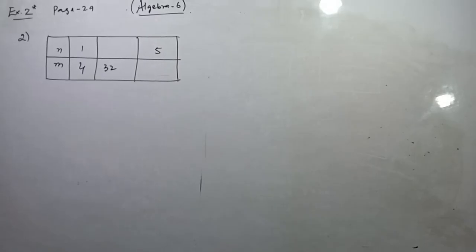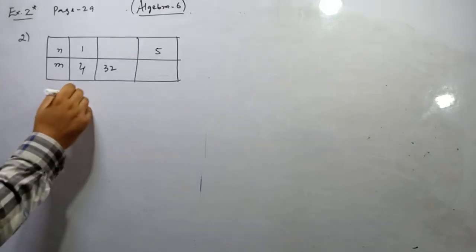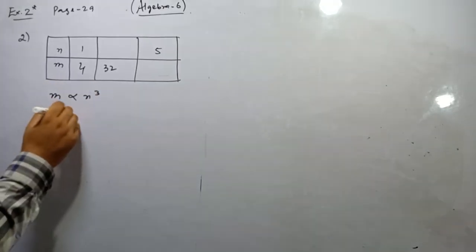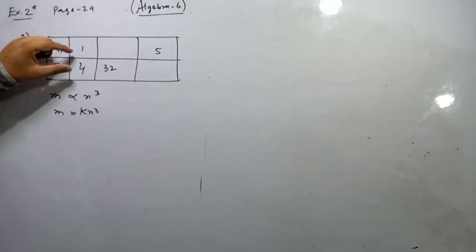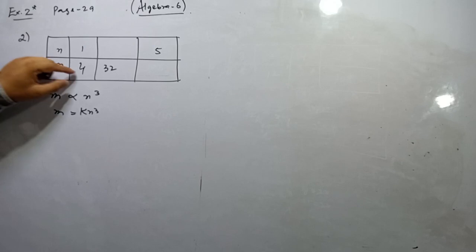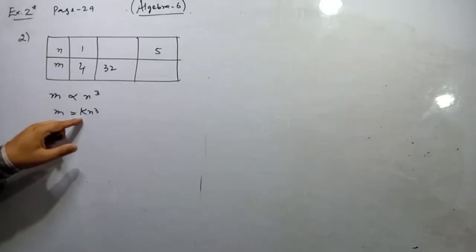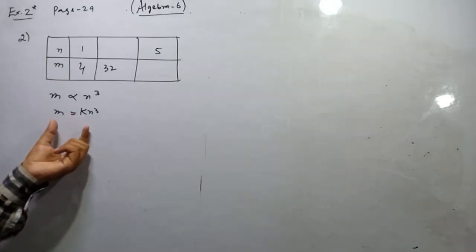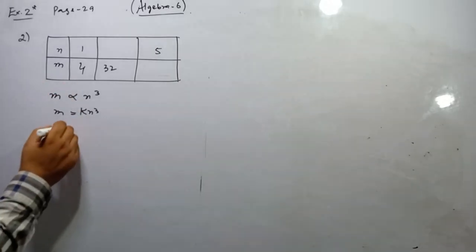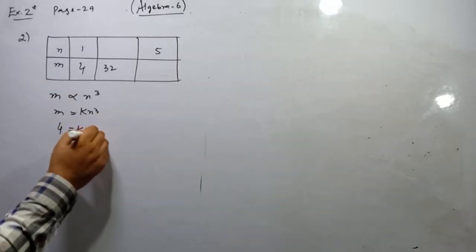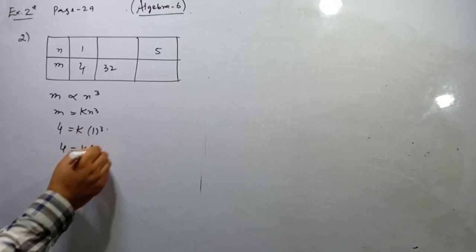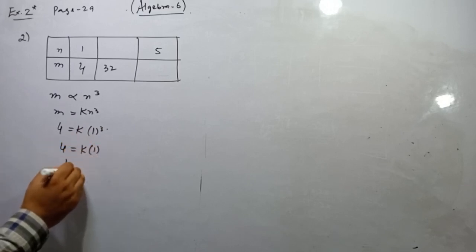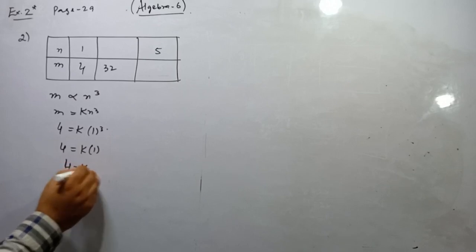You need to understand when you get this type of question, how to do it. Look at the question number 3. M is directly proportional to n cube. So I will write M is directly proportional to n cube. M is equal to kn cube. Now you can see from the table when n is equal to 1, M is equal to 4. To find the value of k, we will do the substitution. We will put M is equal to 4 and n is equal to 1 cube. That is 4 is equal to k. It's 1 already. So k is equal to 4.